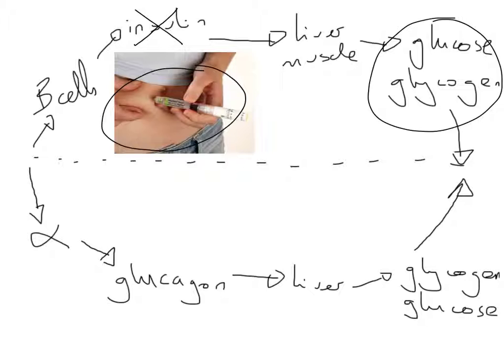Now in type 2 diabetes, it's where the body responds less well to the insulin. It's kind of becoming resistant to the hormone insulin. So insulin is still being produced by the body, but the body's responding less well to it.